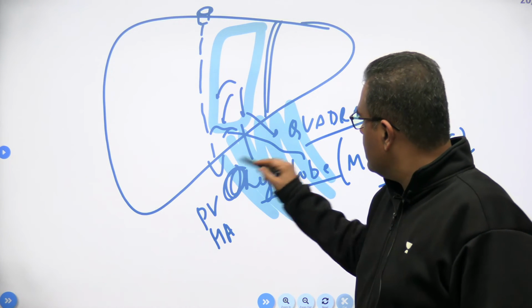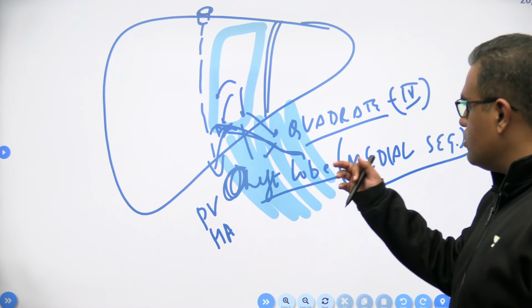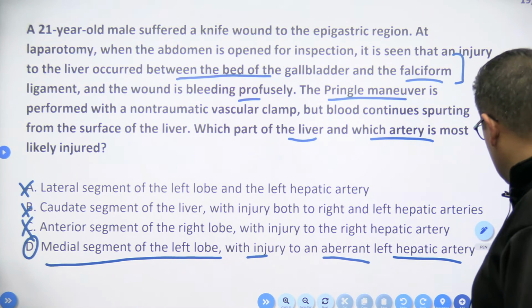You are clamping this only. What about this? The blood is continuously flowing and it is bleeding out. Right? So that could be the aberrant left hepatic artery. Option number D would be our best possible answer over here.